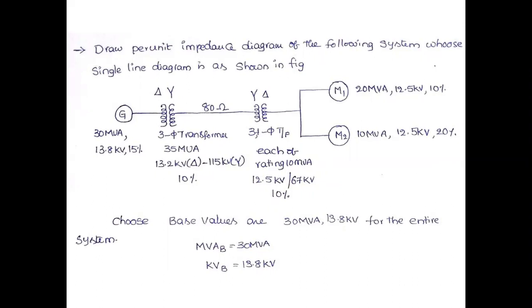In this particular case, you will have one generator, two transformers, one transmission line, and a motor section. Again, in the motor section, you will have two motors. That means completely you can consider this as the load section.